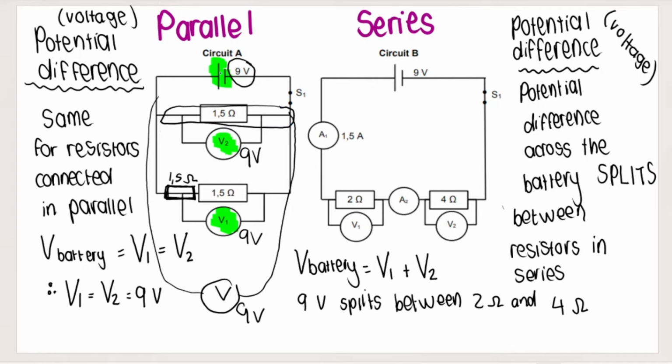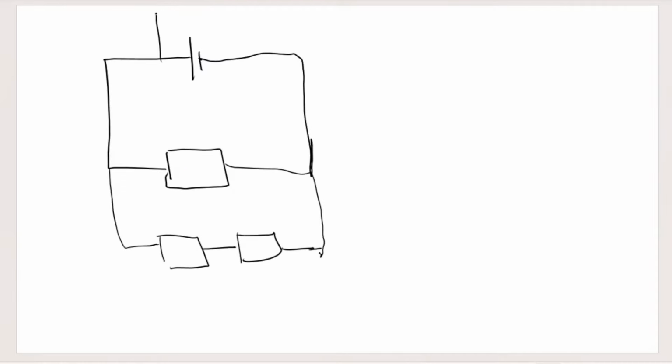Because the battery's 9 volts, the top branch will get 9 volts, and both of these together will get 9 volts. The branch as a whole will get 9 volts. And because they're equal in resistance, they'll each get half of 9. So 4.5 and 4.5. Let's say the voltage across the battery is 10 volts.